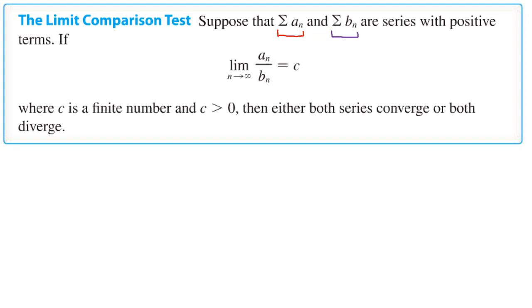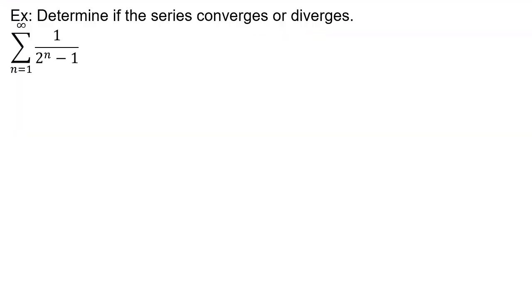So I want to pick a series that I can tell whether it converges or diverges, but instead of comparing whether one's bigger than the other, I could divide the two terms, do the limit of it, and see if I get a finite number bigger than 0. So let's try one of those. Determine whether the series converges or diverges. So again, this part right here is my a sub n.